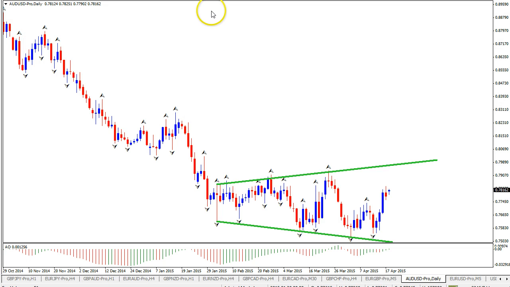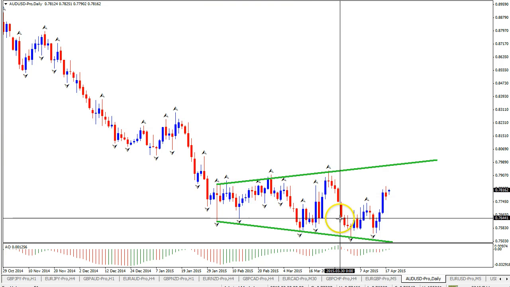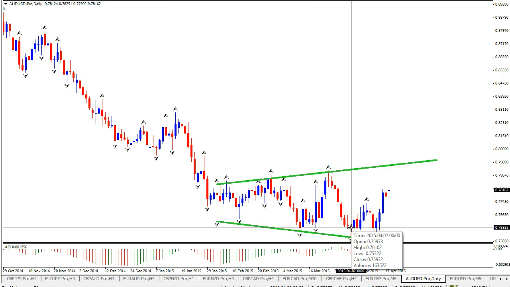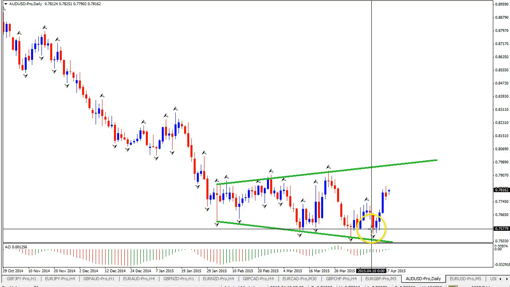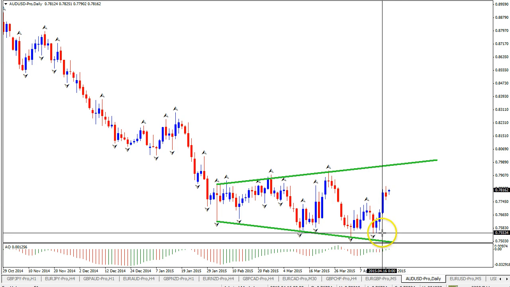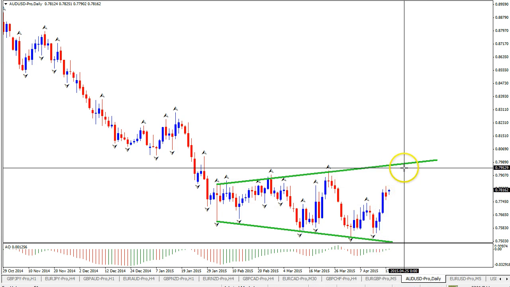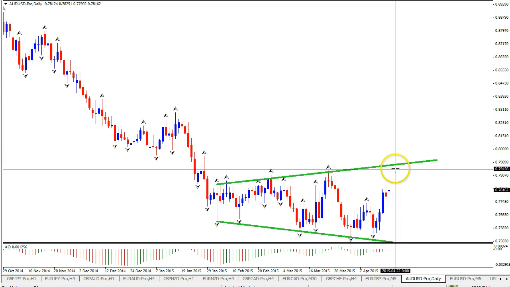Next one on the list is the AUD/USD. This is the daily chart. Two weeks ago, I was speaking about this potential for a rising, or sorry, expanding wedge, I should say. And it seems to be indeed happening. It took a while. It took a double bottom or perhaps triple bottom before we got the upside. But the AUD/USD is moving up at the moment.